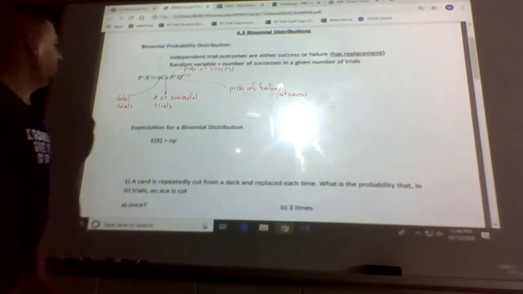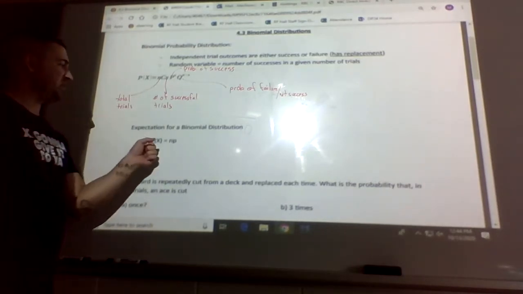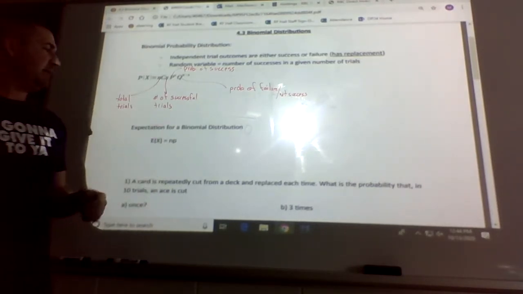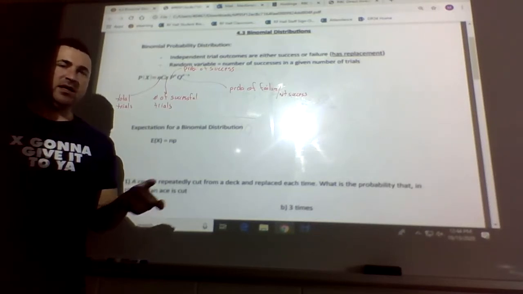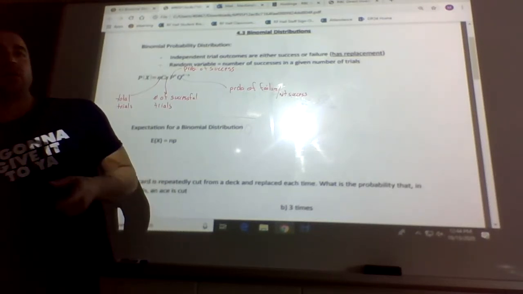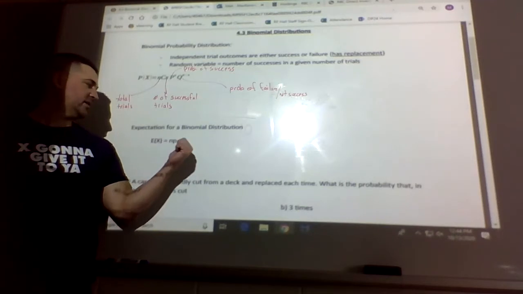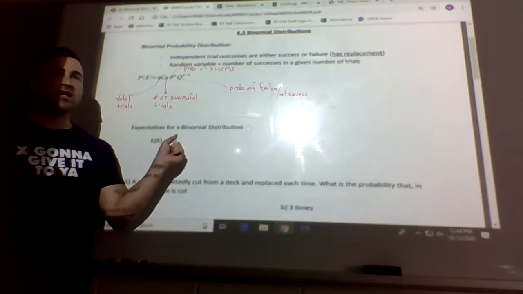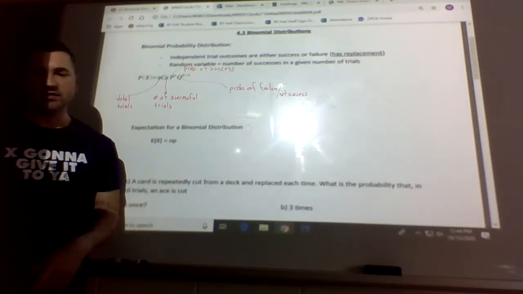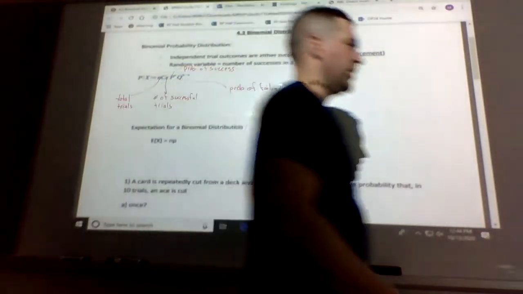Then we have expectation once again. So the expectation is n times p. Uniform was a little bit different. We had the E(X), we had the sigma. But here E(X) is n times p, so number of trials times the probability of success. Okay, I'm going to scroll down.